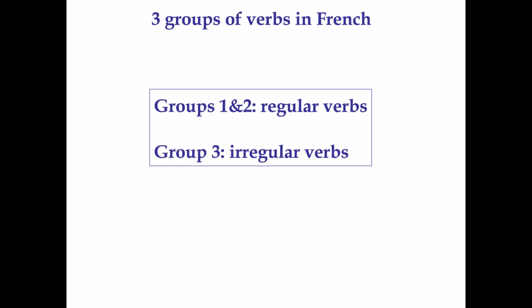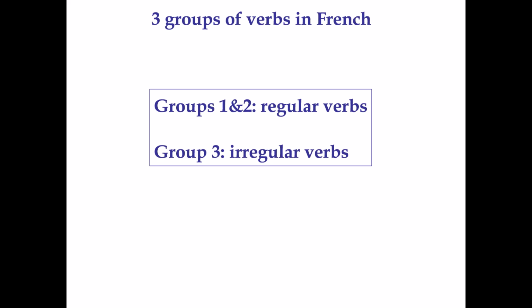Again, all regular verbs belong to group 1 and 2, and all irregular verbs belong to group 3. It is true that to find out if the verb is regular or irregular is a little challenging. But I will give you a few tricks that may help you. Hopefully, by the end of this video, you will have a better understanding and tools to separate these verbs.